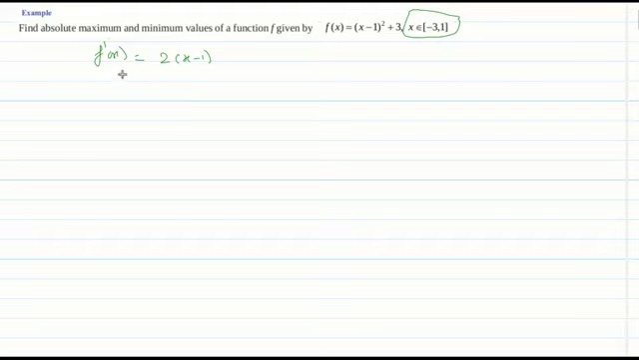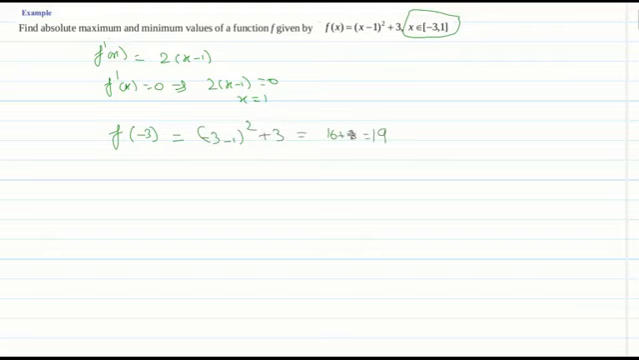That's all. Now what you have to do, children? We have to equate to 0, which implies 2 times x minus 1 is equal to 0, x is equal to 1. Now here we are having 1. So what we have to do? We have to substitute minus 3 in the f of x function. That means minus 3 minus 1 whole square plus 3, 4 square 16 plus 3, which is 19.